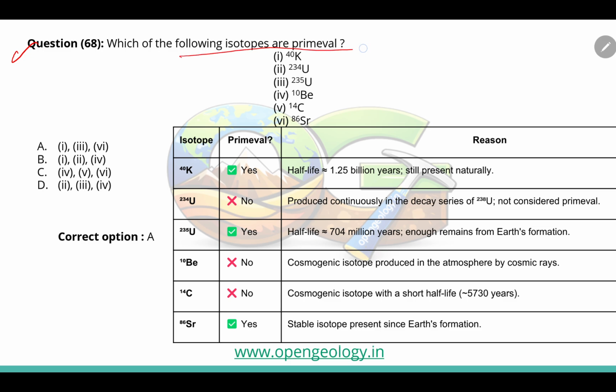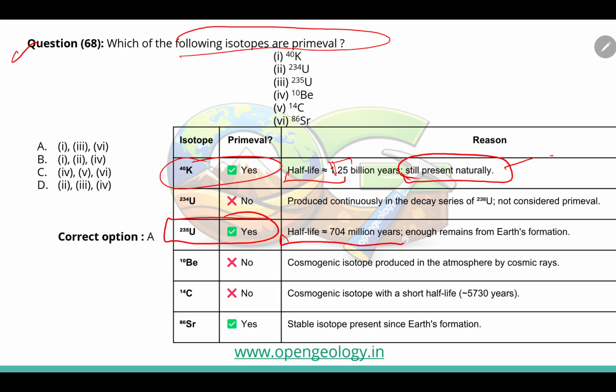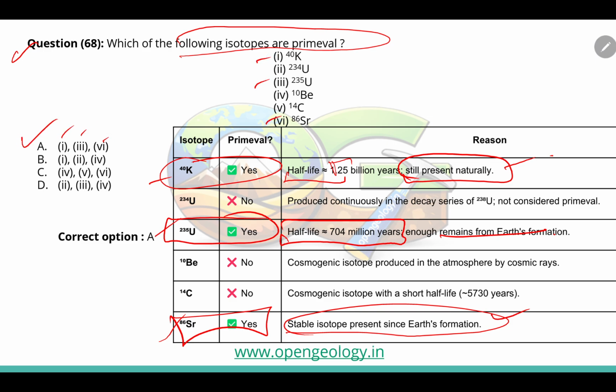Next question is, which of the following isotopes are primeval, meaning the oldest ones? Potassium-40, with a half-life of 1.25 billion years, is still present naturally. Then uranium-235, with a half-life of 704 million years, is also considered primeval. Then you have strontium, a stable isotope which is already present from the Earth's formation. So these three are considered primeval or primitive radiometric isotopes. So option number 1, first, third and sixth, is the correct answer.